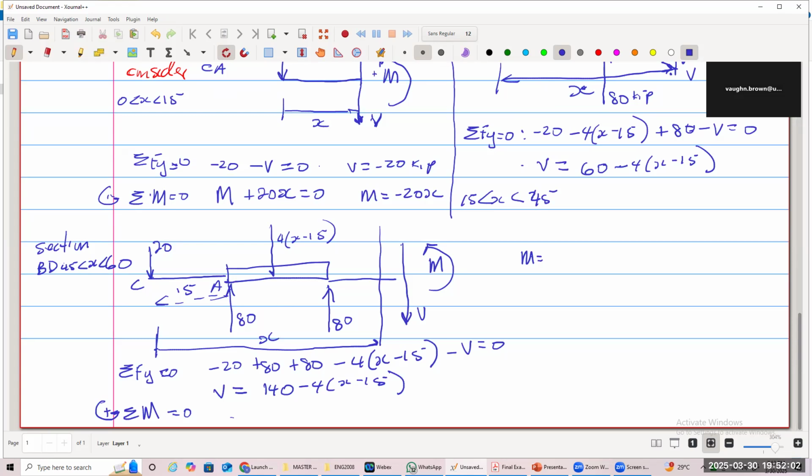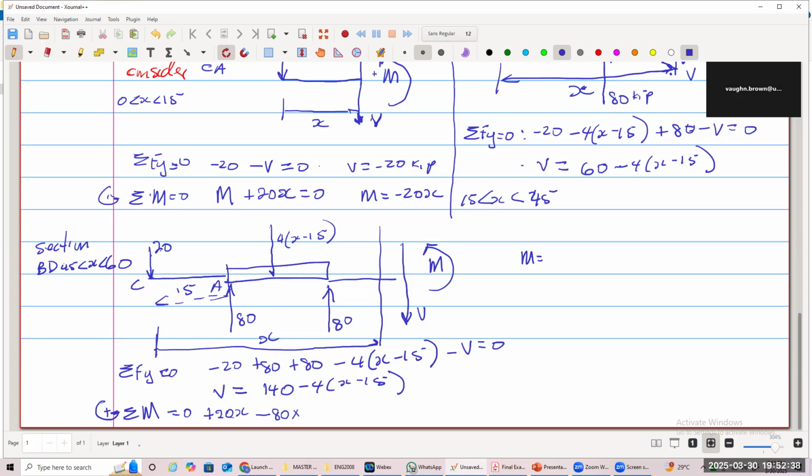So the first one you are taking moment. The first one is going to be 20 times x. So you get back the same thing that you had before. So this was positive 20x, because that would be anti-clockwise, right? And the next one would be clockwise, which is minus, going to be 80 times what now? This distance here is what? 15.